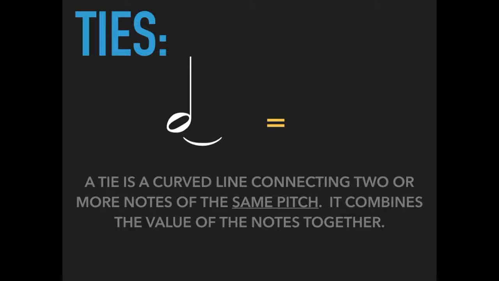If we now take that half note and we tie it to another half note, each is worth 2 beats. It's 2 plus 2. It would equal the same thing as a whole note. Now if we look at 2 quarter notes, each quarter note is worth a beat each. It's 1 plus 1. It equals 2, which is the same as a half note.